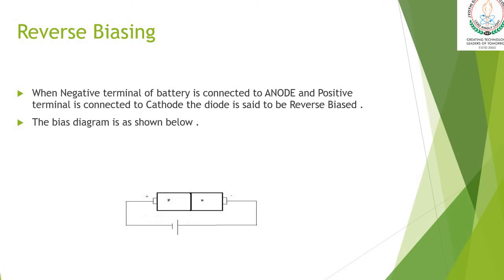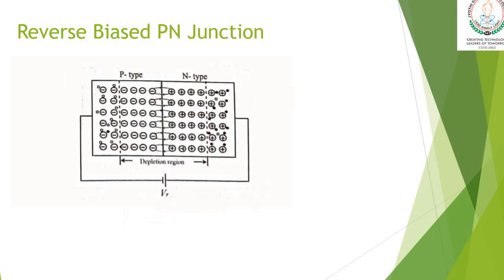Now, what is reverse biasing? When the negative terminal of the battery is connected to the anode and the positive terminal to the cathode, the diode is said to be reverse biased. The bias diagram is shown here. This is what is going to happen now.